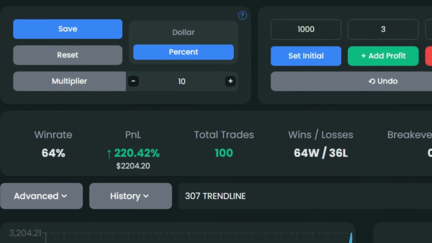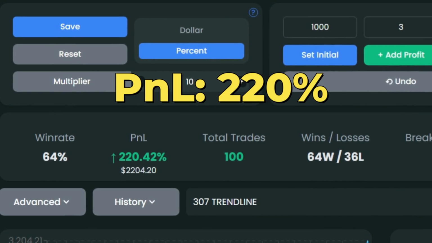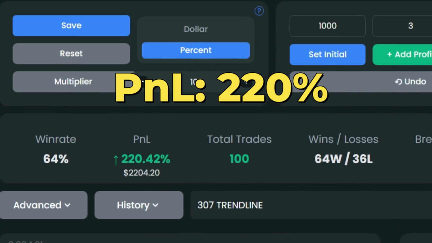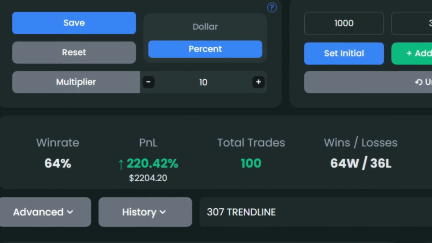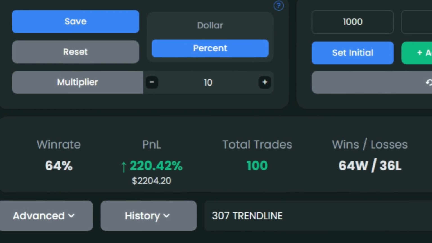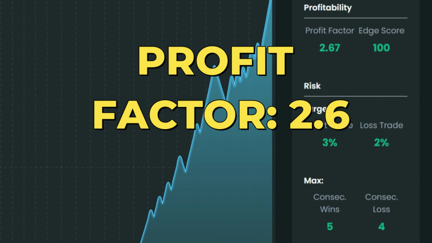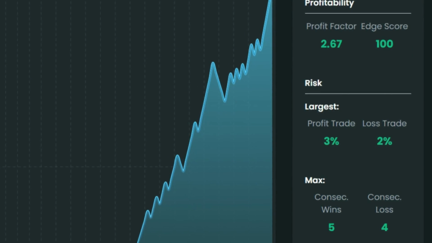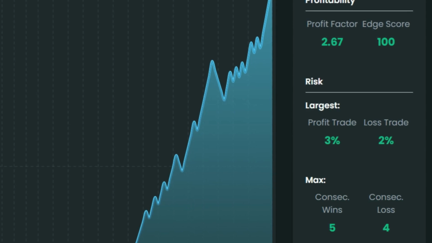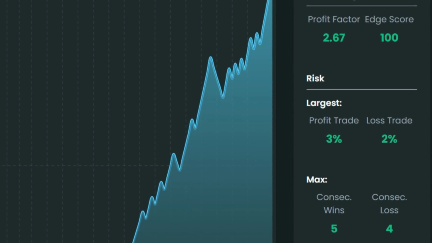Not only were the wins consistent, but they also resulted in a 220% profit, turning a $1,000 investment into $2,200. Beyond just wins, our strategy had a profit factor of 2.60, indicating that our total gains were 2.60 times greater than our total losses. In other words, for every dollar lost, we earned $2.60.